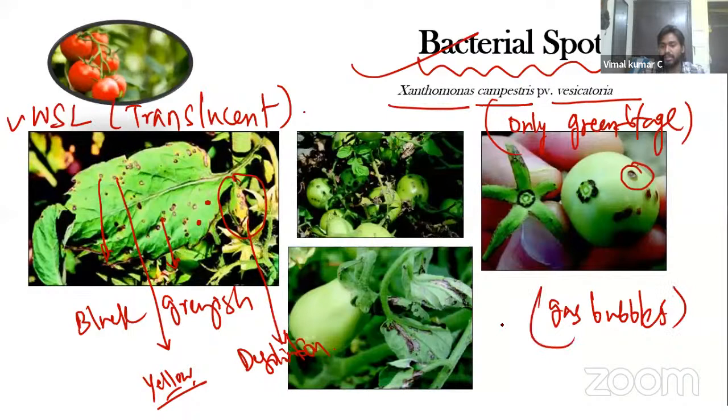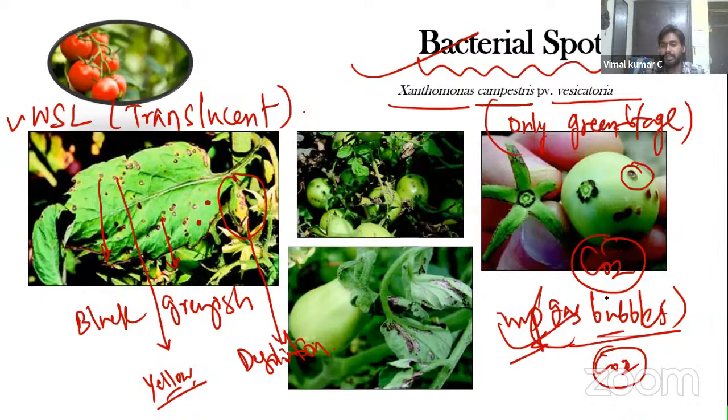So the reason it is producing gas bubbles is that it is nothing but carbon dioxide. It will try to maintain an anaerobic condition inside that spot, so that carbon dioxide production will be there. Thereby, when you dip it in, you will be able to see gas bubbles inside. So that's the nature of Xanthomonas campestris pathovar vesicatoria. This is how you can easily identify whether it is a bacterial spot or not, right?